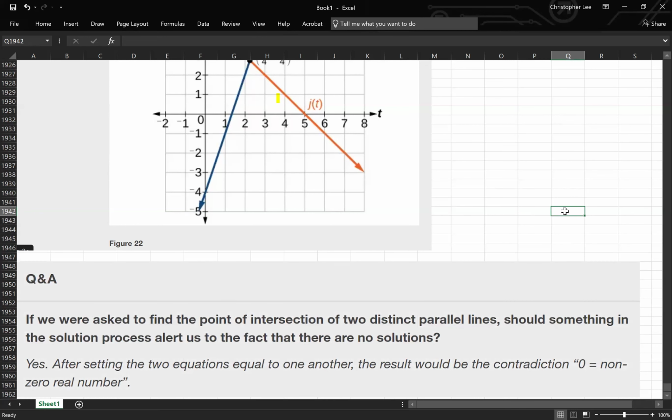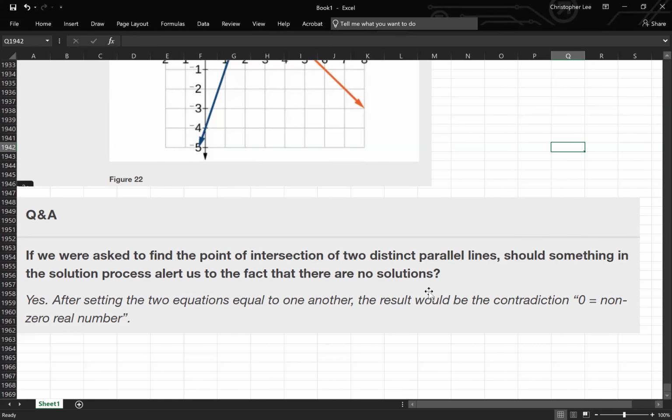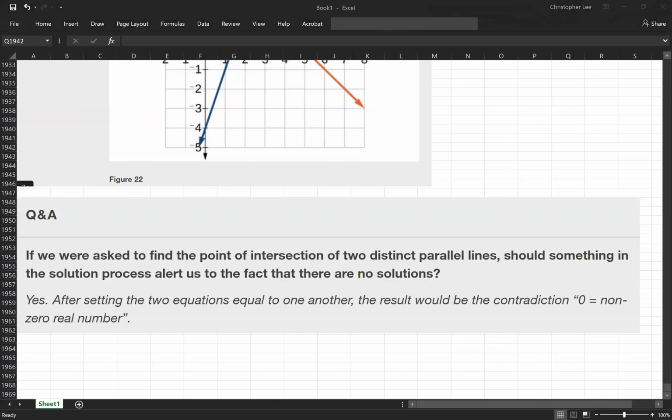So if you were asked to find the point of intersection of two distinct parallel lines, should something in the solution process alert us to the fact that there are no solutions? So yes, after setting the two equations equal to one another, the result would be a contradiction: 0 equals a non-zero real number. So basically, it'll jump out at you.